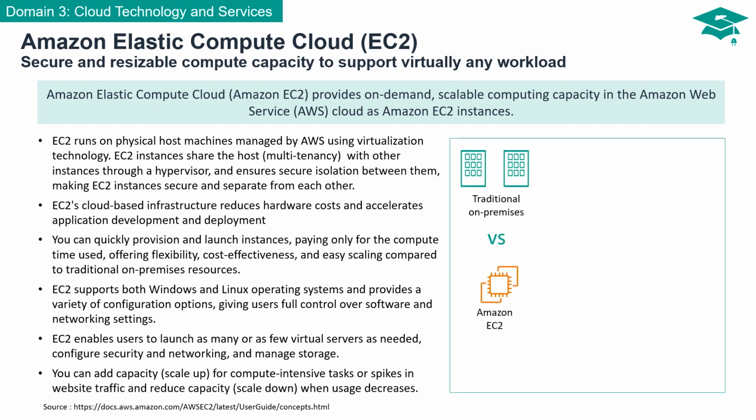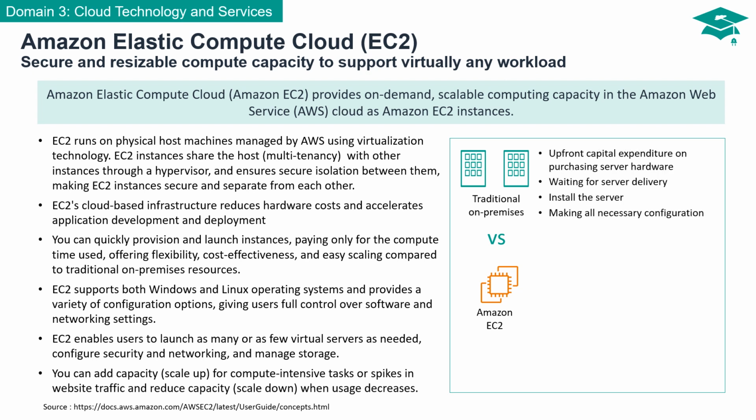EC2 has fundamental differences with traditional on-premises infrastructure. The old way of traditional on-premises required substantial upfront capital expenditure to purchase server hardware. This often involves a significant financial investment. Delivery delays: after the capital expenditure, you need to wait for the physical server hardware to be delivered. This can lead to delays in launching your applications or services. Installation and configuration: once the servers arrive, you'll need to install them within your data center. This includes making all the necessary configurations, which can be a time-consuming process.